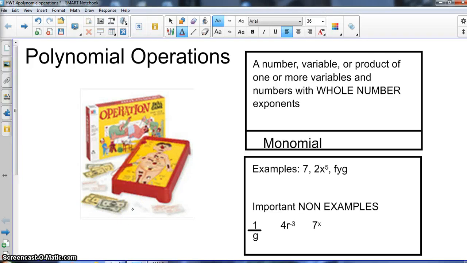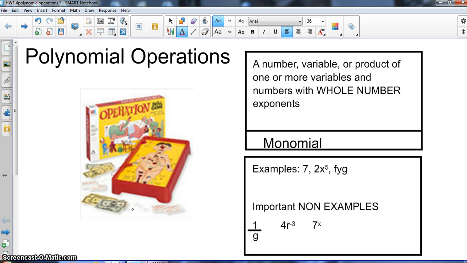Going to talk about polynomial operations. And so this is going to be your first card. The first card is monomial, and it's a number, variable, or product of one or more variables and numbers that have to have whole number exponents, okay? So take a look at the examples that need to go on the back of your card.